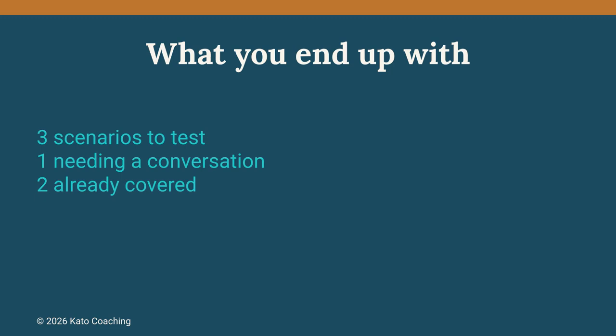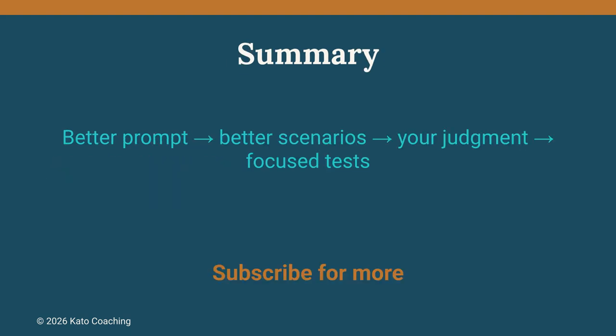From the AI list, you've got 3 scenarios worth testing in detail, one that needs a conversation with the team about expected behavior, and one you can confidently skip. A focused list, not a long one. You made those decisions. AI gave you the raw material to make them faster. Better prompt gets you better raw material. Your evaluation turns that material into something you can act on.